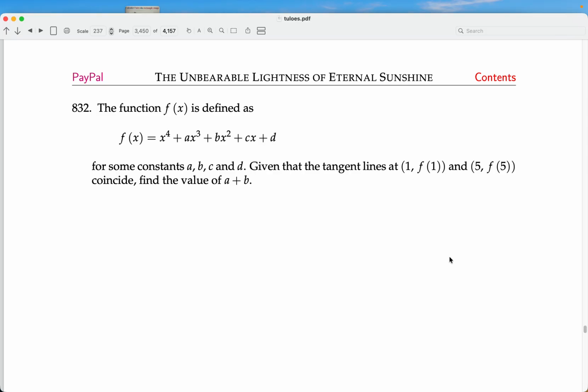Okay, problem 832. It says a function f is defined as follows. It's a fourth degree polynomial. You see the a, b, c, and d, they're parameters, and they said they are constants. It says given that the tangent lines at (1, f(1)) and at (5, f(5)) coincide, find the value of a plus b.